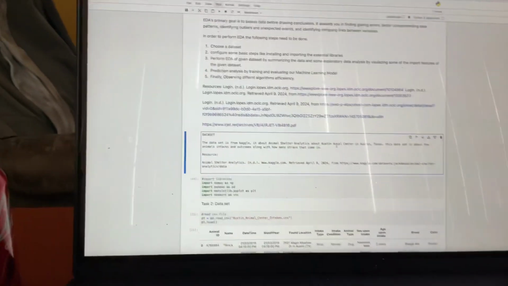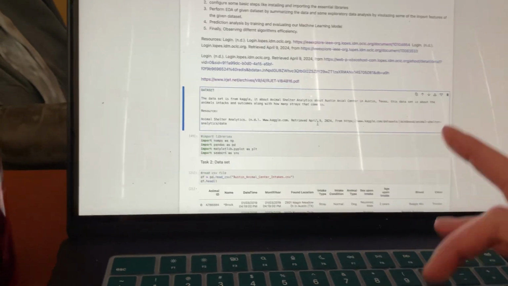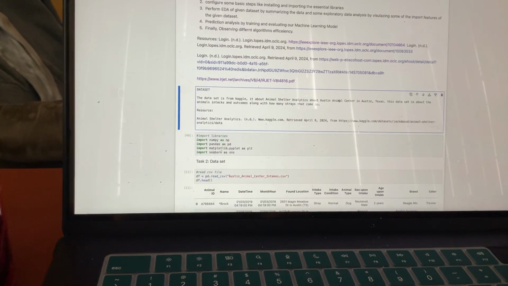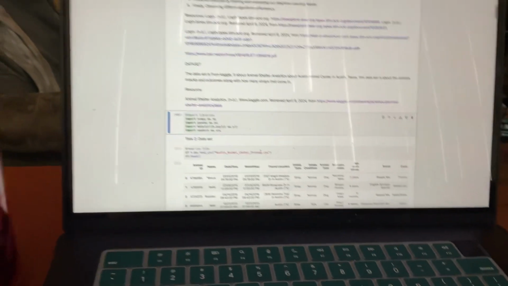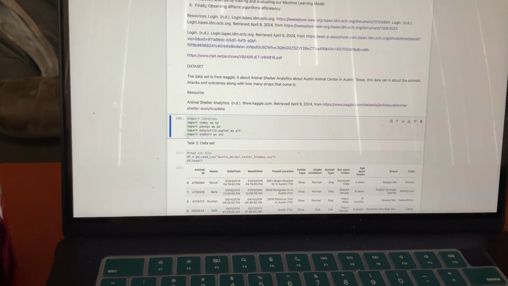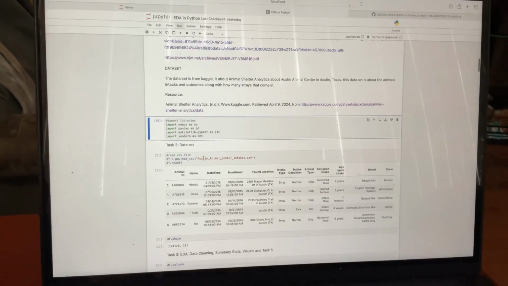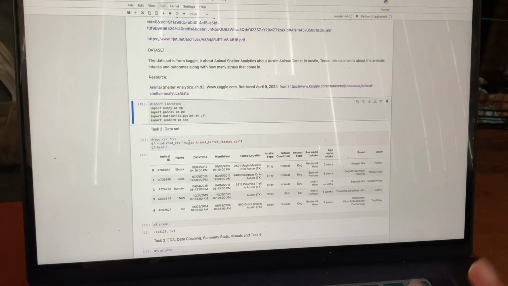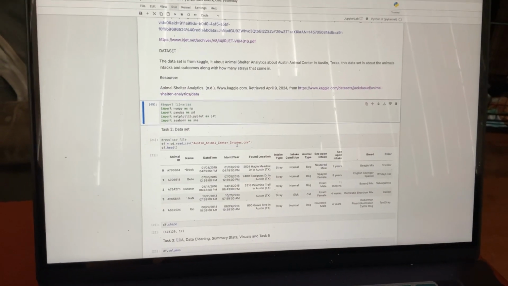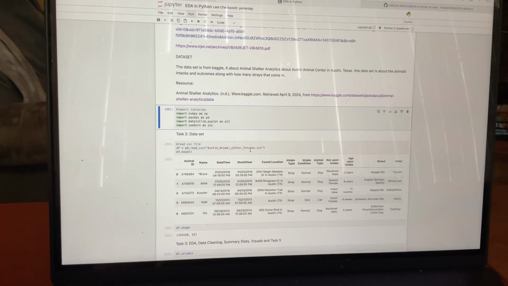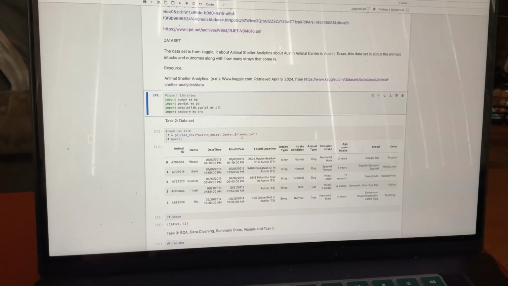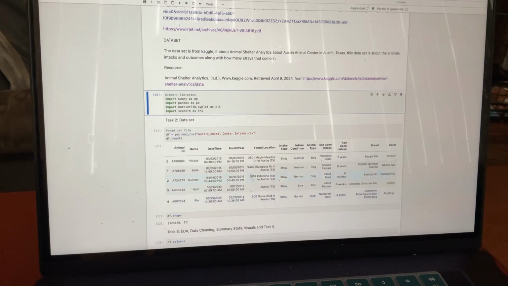The next part is importing the libraries that are needed. That's the first thing we have to do. The second part is the data set, the file. I'm importing the file itself. There were 3 CSV files on it. I'm importing the intakes file, and this is what's on the intake file.